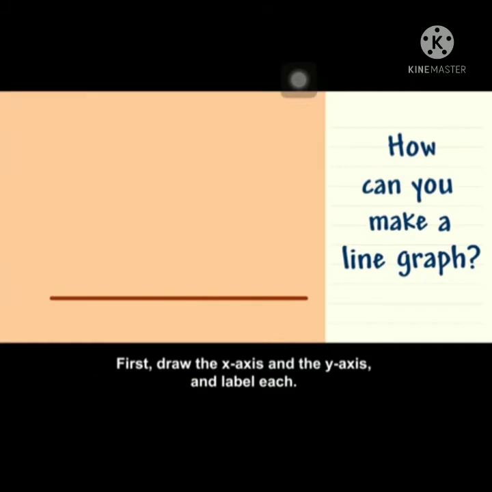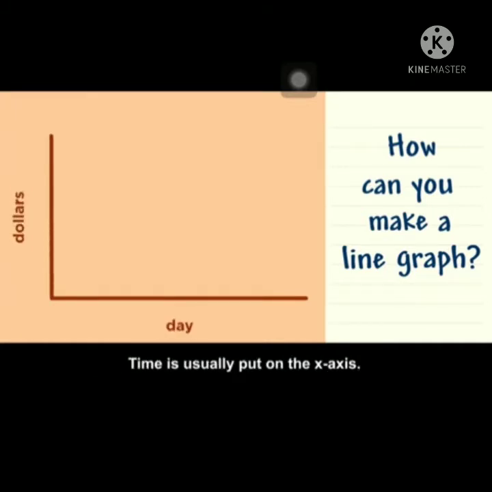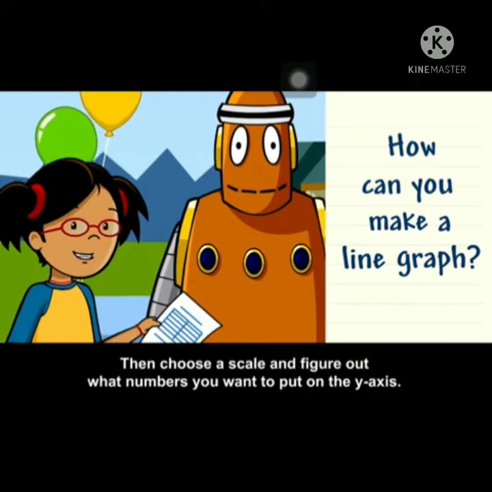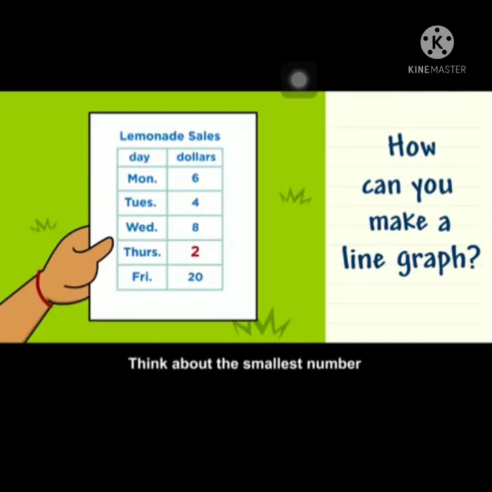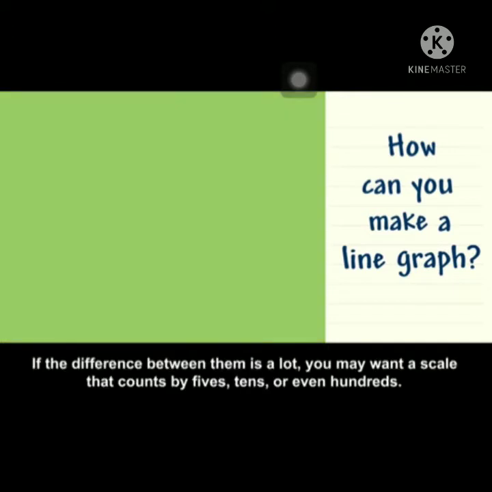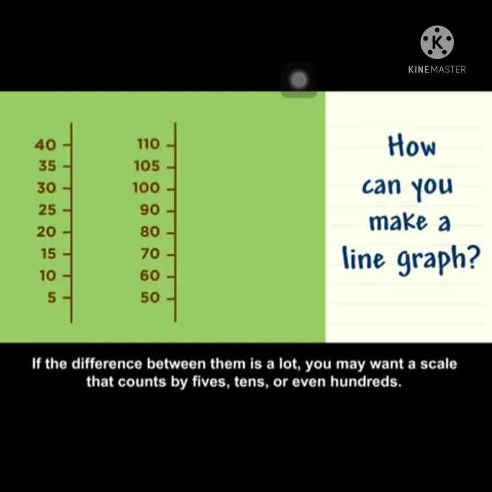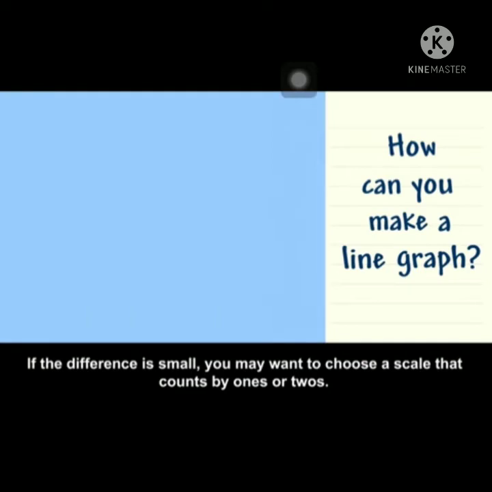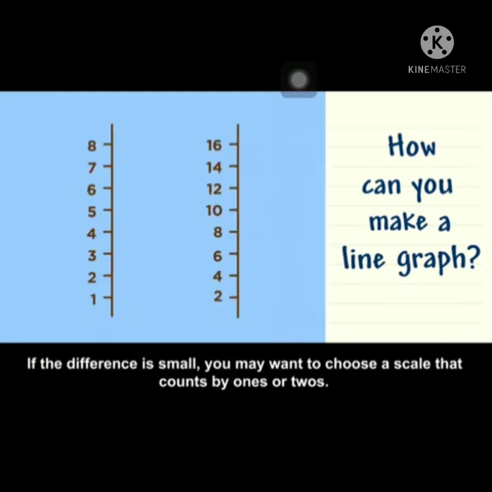First, draw the x-axis and the y-axis and label each. Time is usually put on the x-axis. Add a title for your graph. Then choose a scale and figure out what numbers you want to put on the y-axis. Think about the smallest number and the highest number you will need to show. If the difference between them is a lot, you may want a scale that counts by fives, tens, or even hundreds. If the difference is small, you may want to choose a scale that counts by ones or twos.